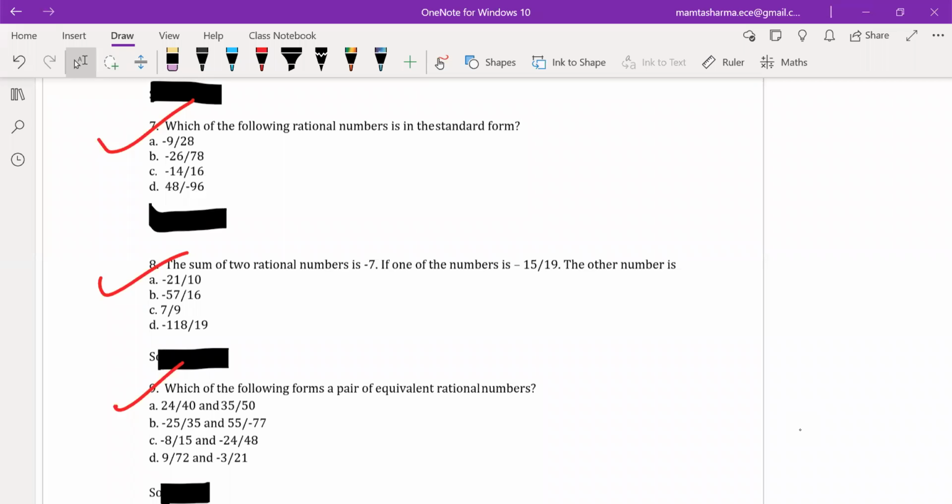All of you, 7th, 8th, 9th, ma'am. First solve the 7th one and then tell me the answer.